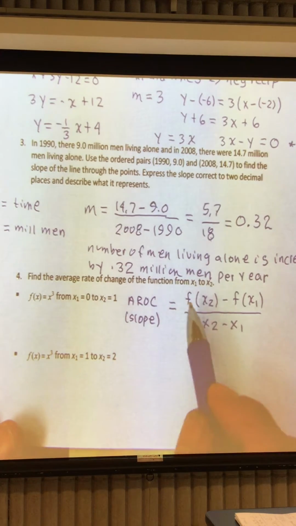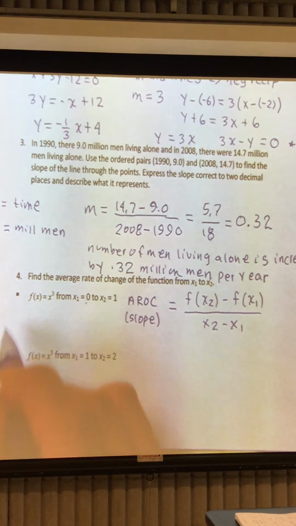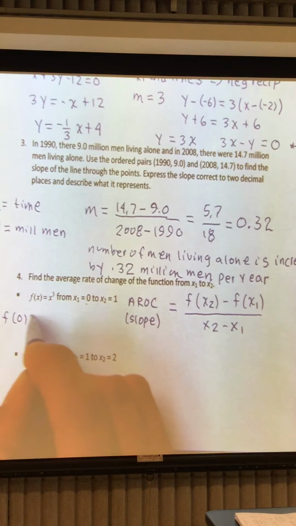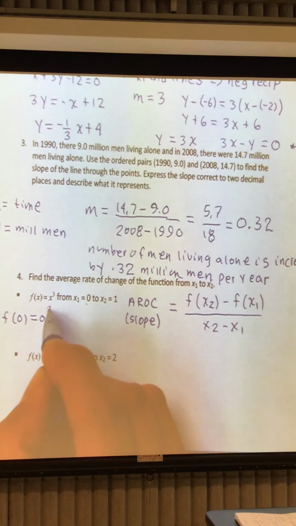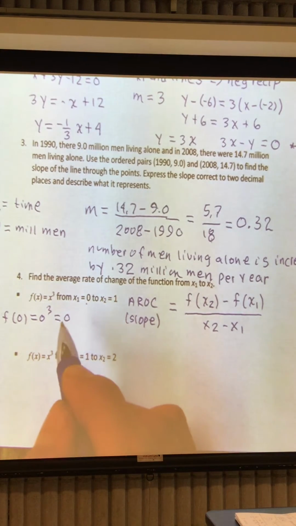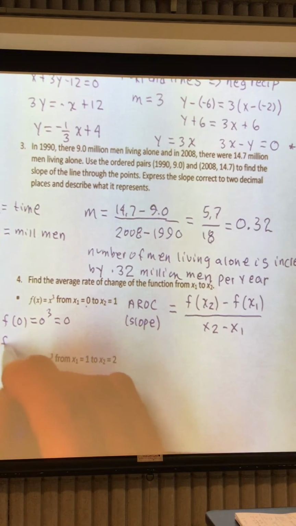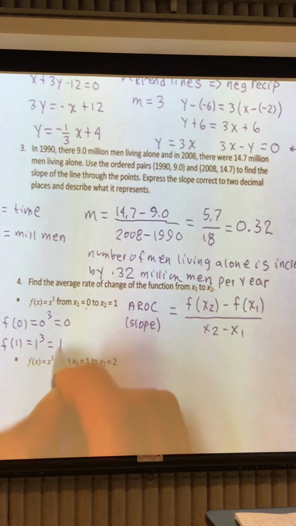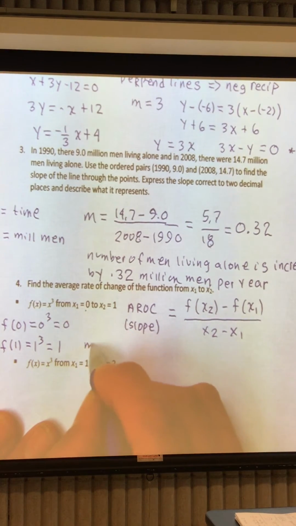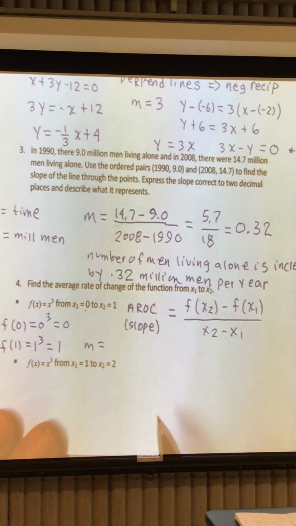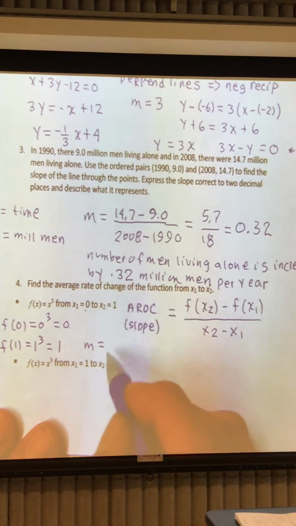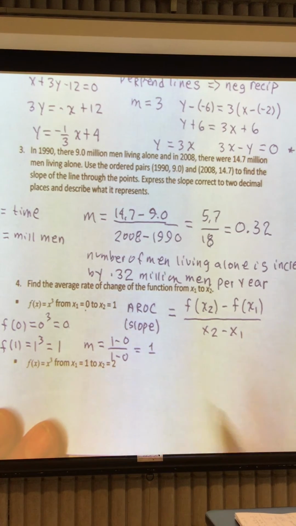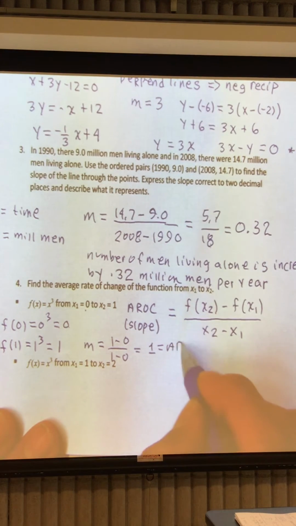So we need to compute the y value at 0. f of 0 is 0 cubed or 0. And we need to compute the y value at 1. f of 1 is 1 cubed or 1. So to find the slope there, we take the change in the y values, 1 minus 0, divided by the change in x values, also 1 minus 0, and we get a slope value of 1. And this is the average rate of change.